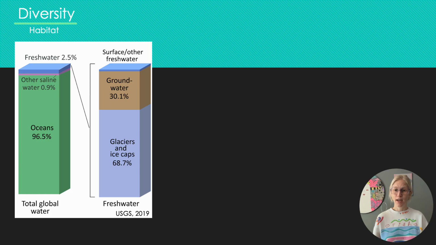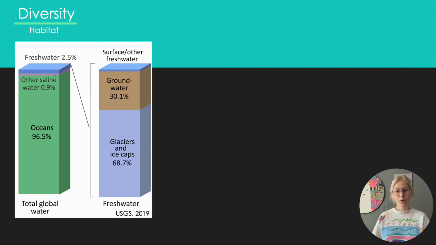Taking a look at habitat, the ocean comprises 96.5% of the total global water, and freshwater only 2.5%. And of that 2.5%, a majority of that freshwater is contained in groundwater or glaciers and ice caps, though that's changing with climate. But the ocean makes up 90% of the volume of the inhabitable biosphere, but it houses only a fraction of the diversity that we see terrestrially.